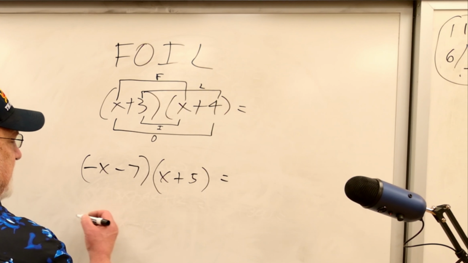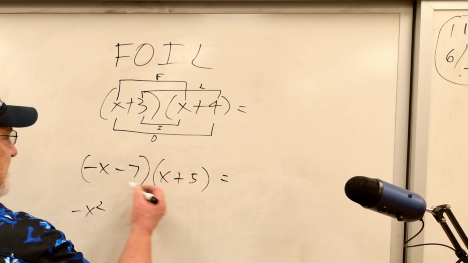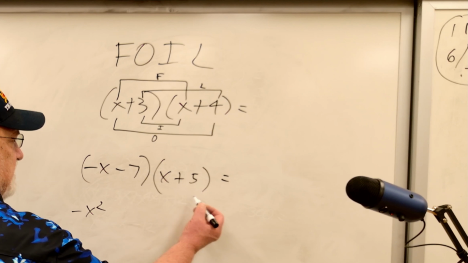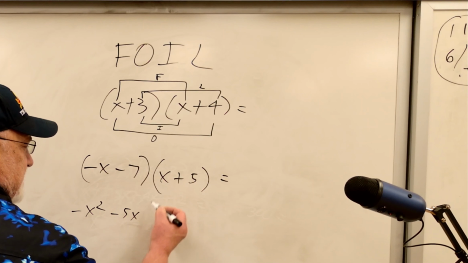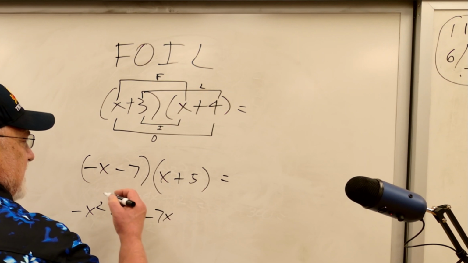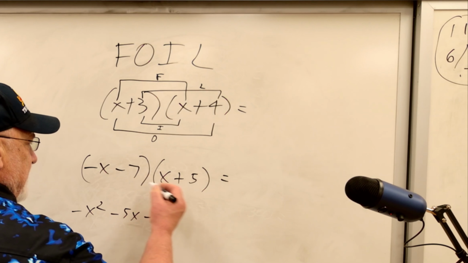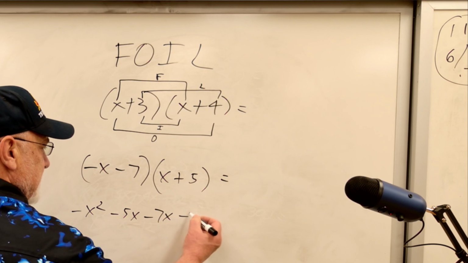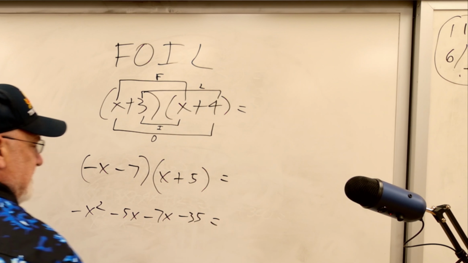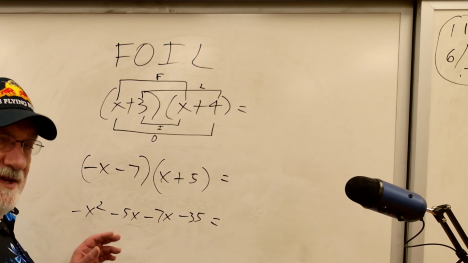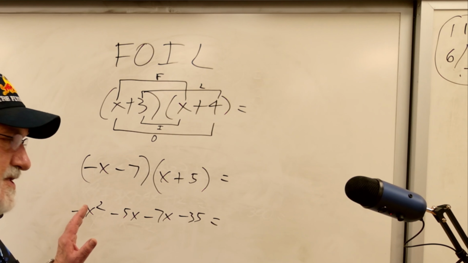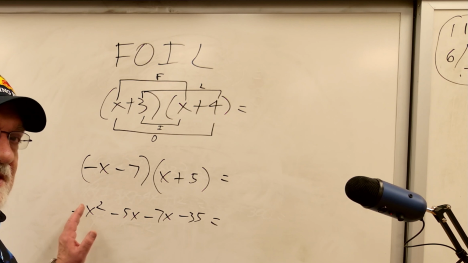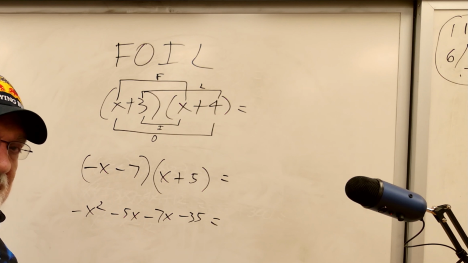Anyway, so negative x times x is negative x squared. And then the outer is negative x times 5 is negative 5x. Negative 7 times x is negative 7x. And then negative 7 times 5 is negative 35. Look at all those negatives. And now we're going to combine negative 5x and negative 7x. And that's just going further on the number line so that you get to add those up together, and it's still going to be negative.